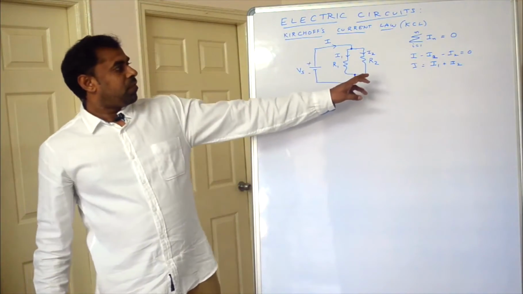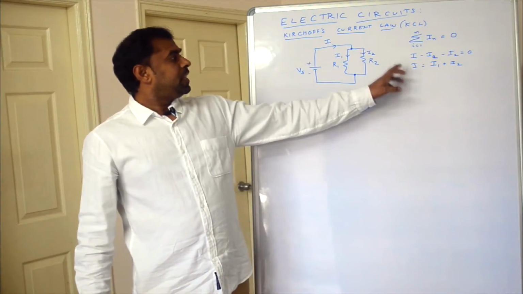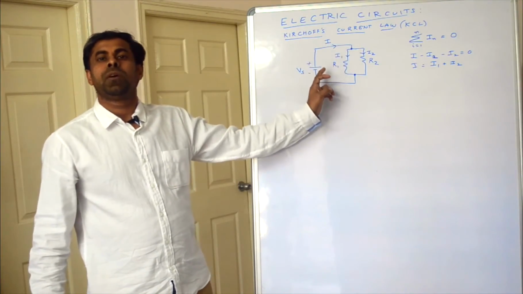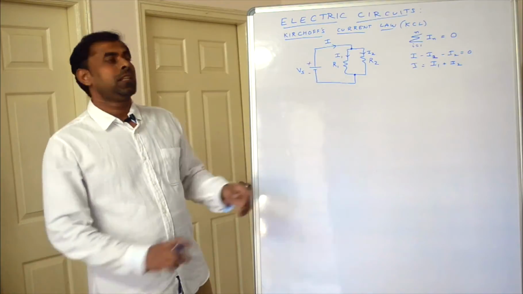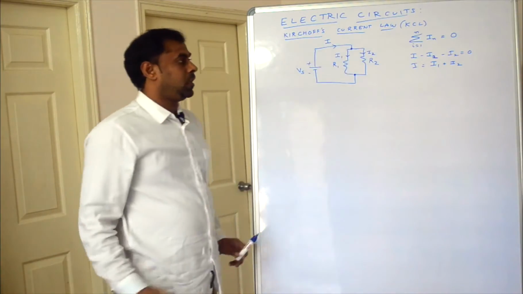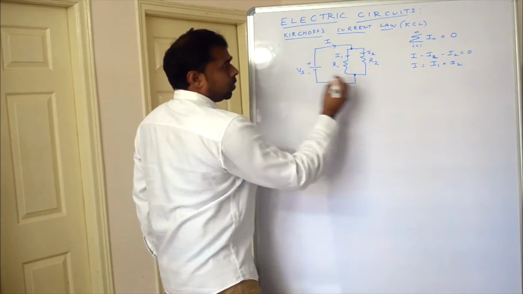The another way of treating this Kirchhoff current law is the sum of currents entering a junction is nothing but the sum of the currents leaving the junction. The sum of the currents entering the junction is equal to the sum of the currents leaving the junction. Okay.